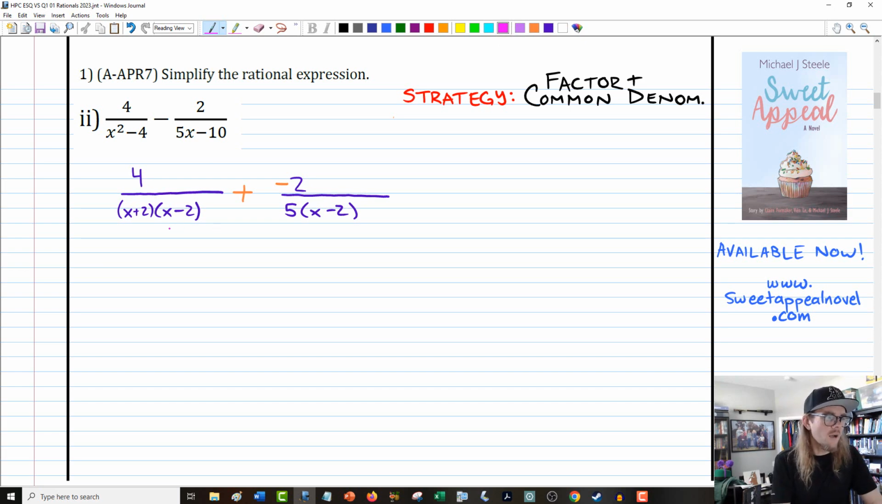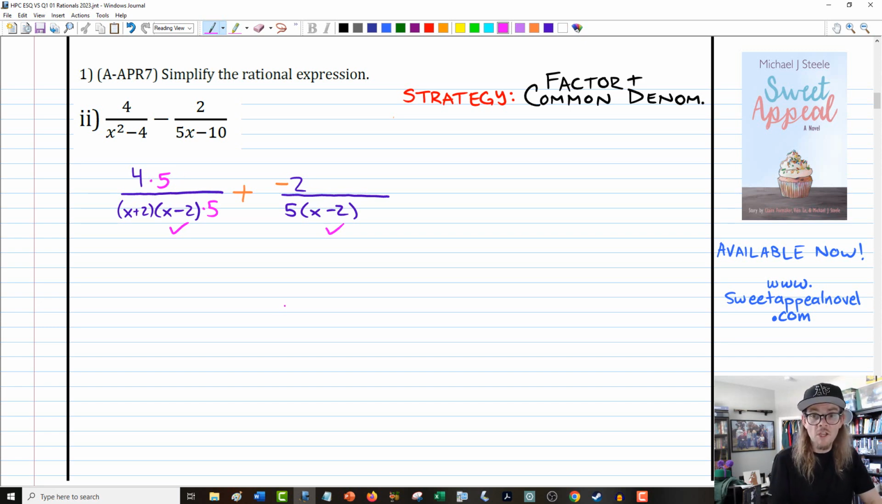Next, of course, I need a common denominator. We have some progress made already with the x minus 2's, but we have other factors that haven't been taken care of. One of them is this 5, so I'm going to multiply both sides by 5. Again, I do it up and down so that way I'm multiplying by 5 over 5, which is just 1.